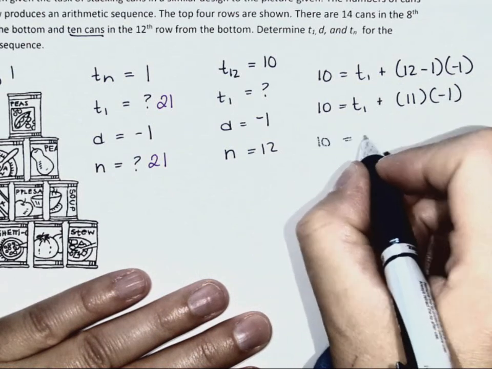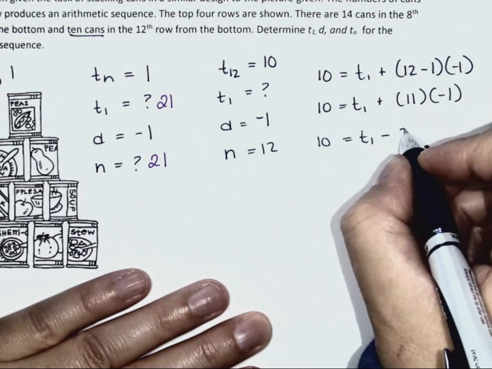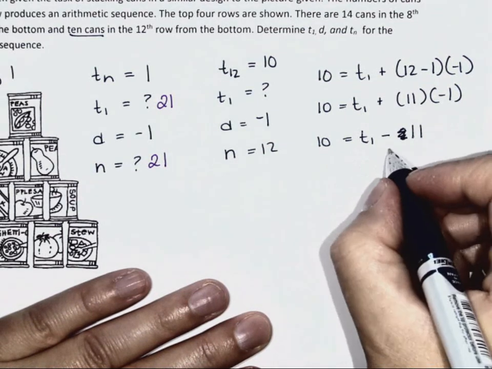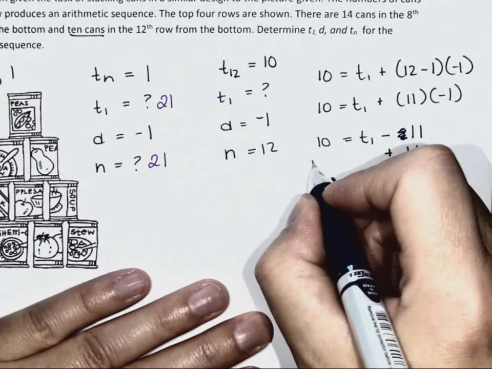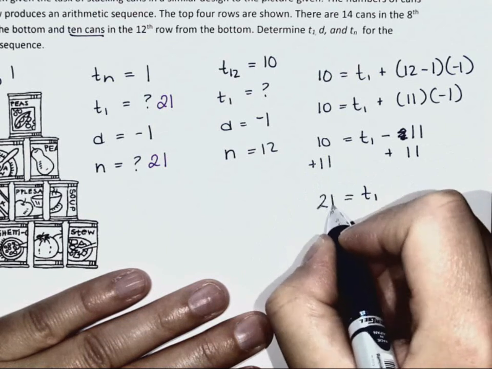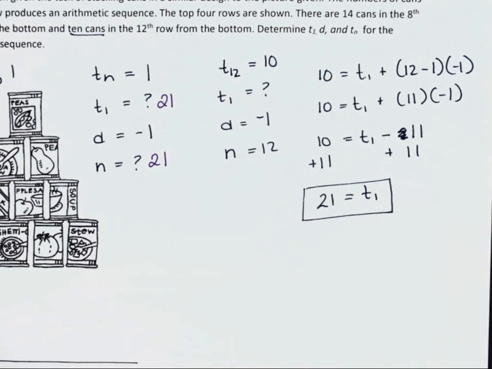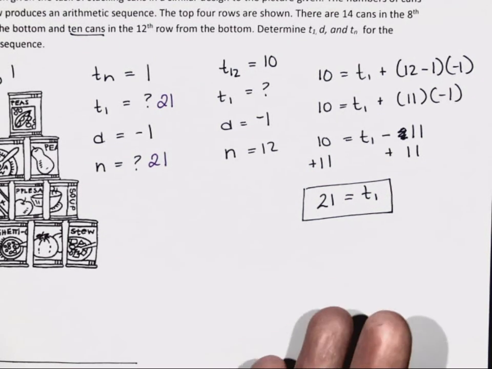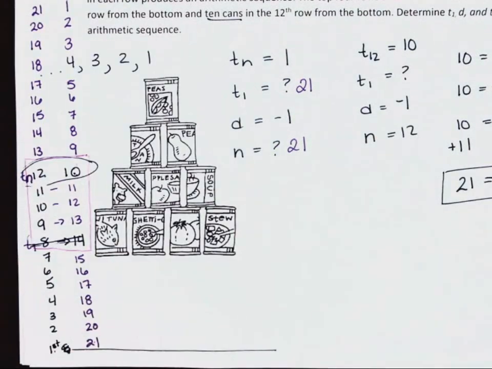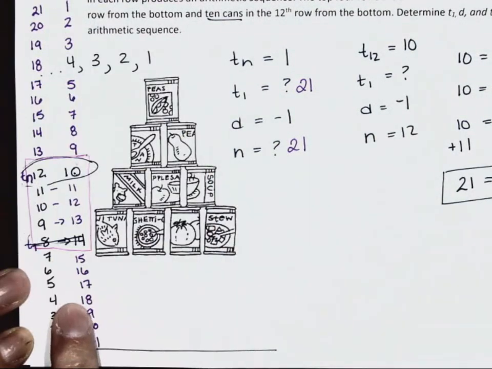So we have 10 equals T1 minus 11. Plus 11 to both sides. So T1 has a value of 21. So we could have done it mathematically as well, or we could have done it with spatial reasoning. Either way, if you were to do this on a test, you'd need to show me your entire spatial reasoning.